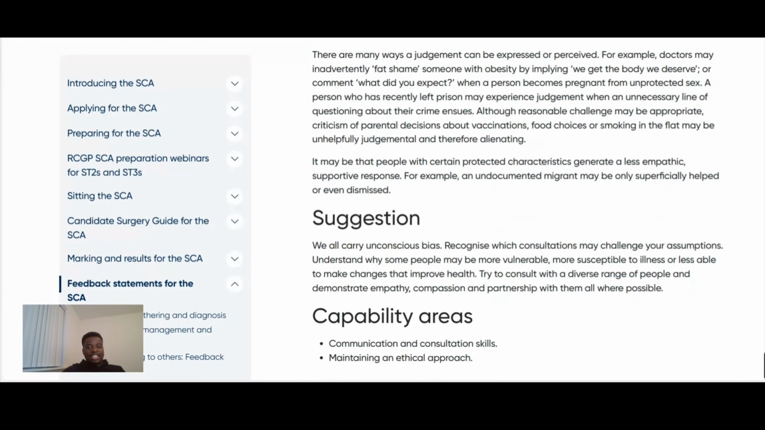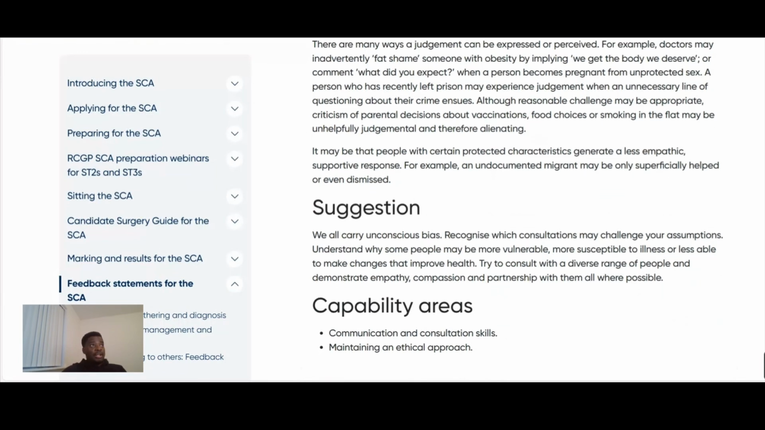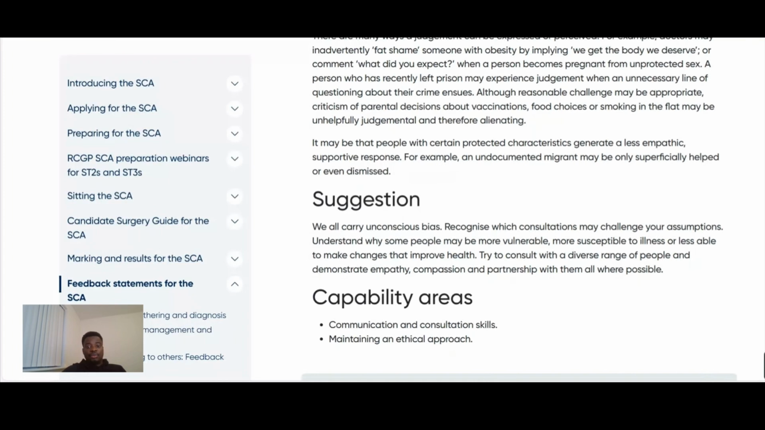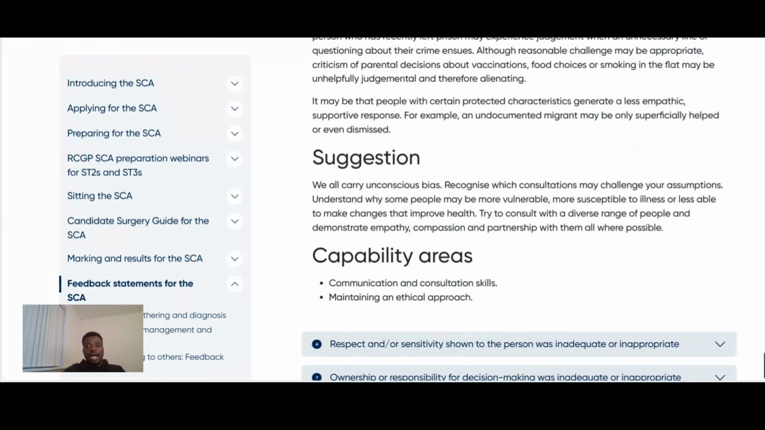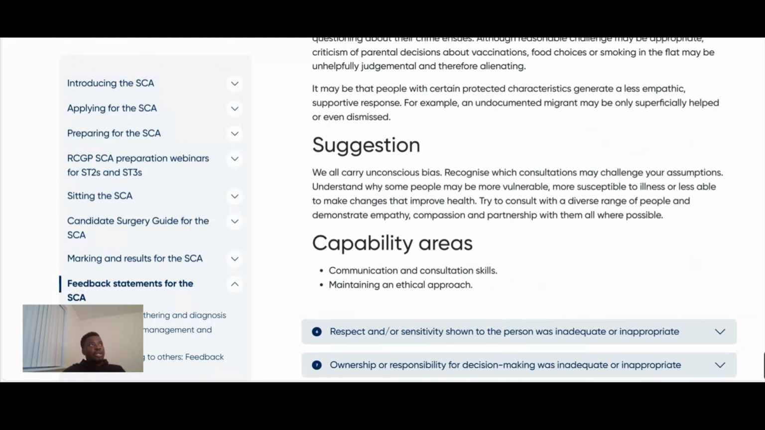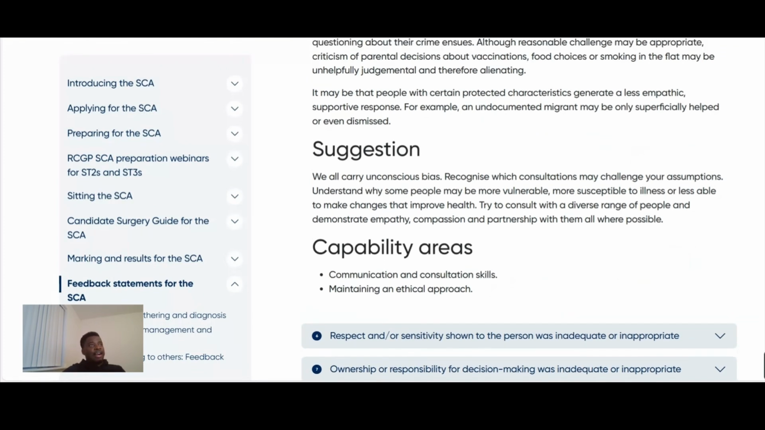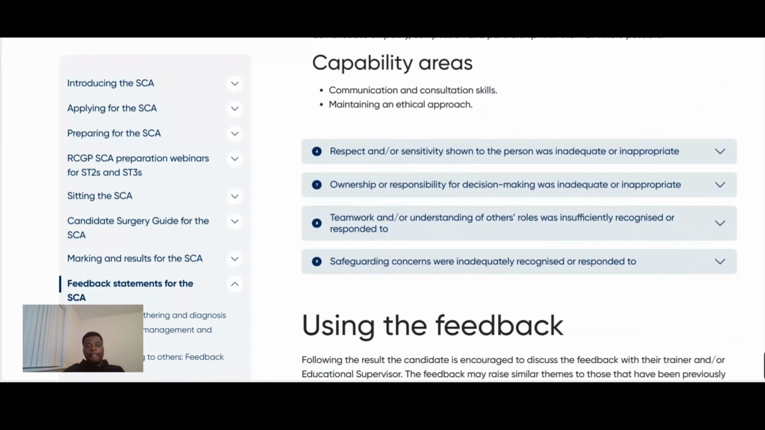And what the college has suggested is that, rightfully so, yes, we all carry unconscious biases, and that we should recognize which consultations are likely to challenge and bring our unconscious biases to the fore. And so those are the ones we need to be more careful about and to understand that people may be more vulnerable and more susceptible to health problems when they carry many of those protected characteristics. Number 6 is respect and or sensitivity shown to the patient was inadequate.